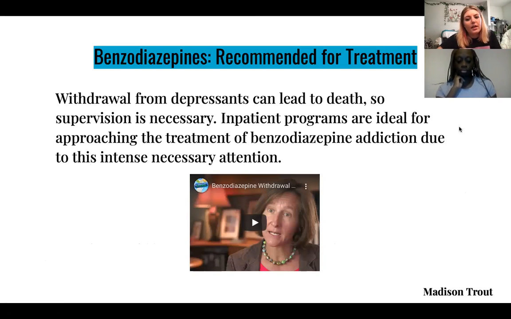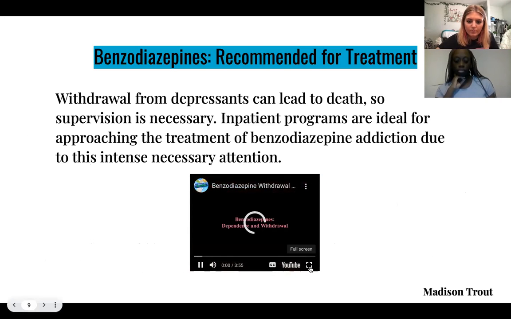And for benzodiazepines, these are depressants, which means that when you are trying to get yourself off of them, people can and have died if they are not supervised well. That's why inpatient programs are ideal. And we have a video here of a psychiatrist talking about benzodiazepine withdrawal that we will play for you now.